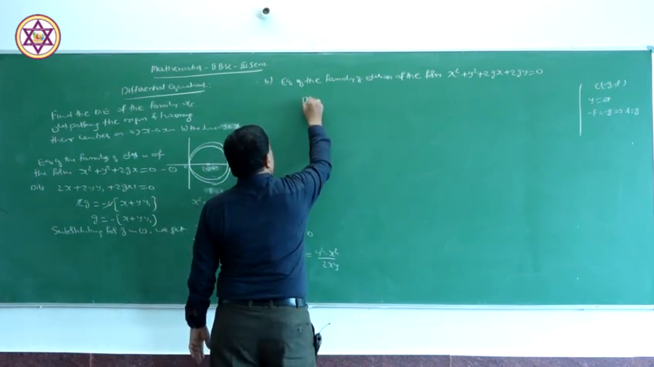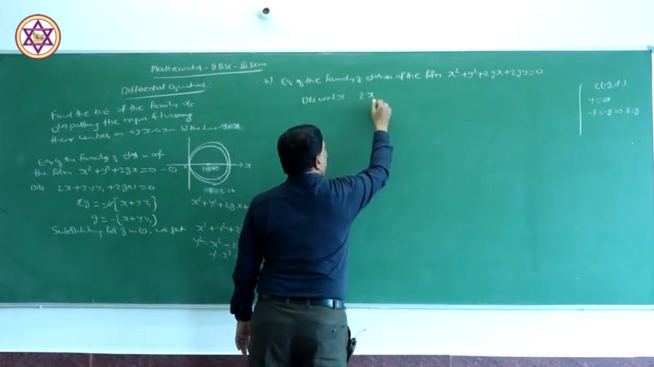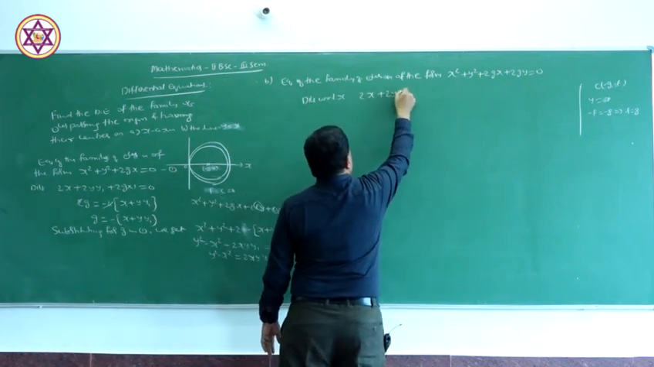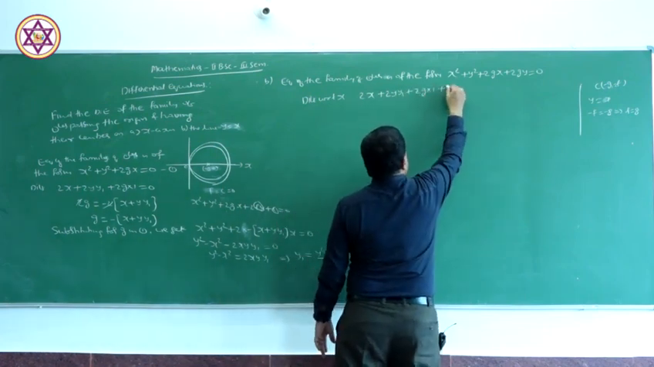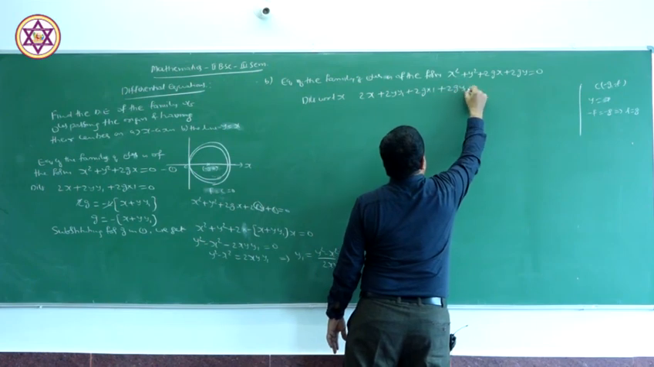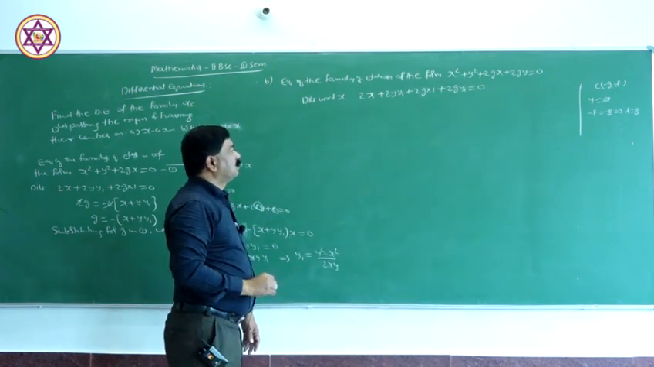So, differentiate with respect to x. Square derivative 2x, y square derivative 2y y1, 2g into derivative of x which is 1, plus 2g into y1 is equal to 0.